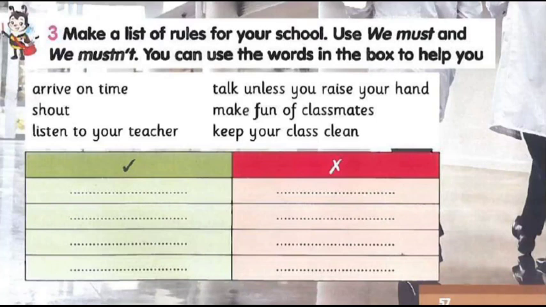Exercise number 3. I want you to make a list of rules for your school. Use we must and we mustn't. You can use the words in the box to help you. Here we have arrive on time, shout, listen to your teacher, talk unless you raise your hand, make fun of classmates, keep your class clean. I want you to use them, then make a list of rules.